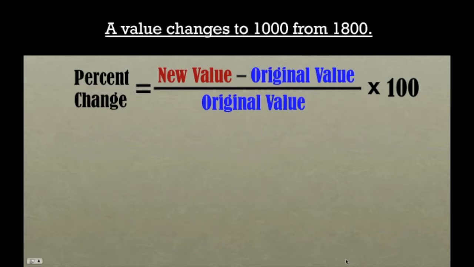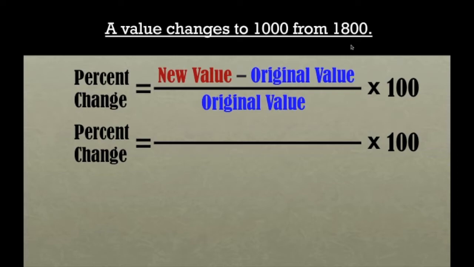How about this one? A value changes to 1,000 from 1,800. Now I've changed the wording a little bit, but no matter, we're still going to do the same exact thing. Let's start by bringing down the formula. And now we just have to plug our values where they belong.